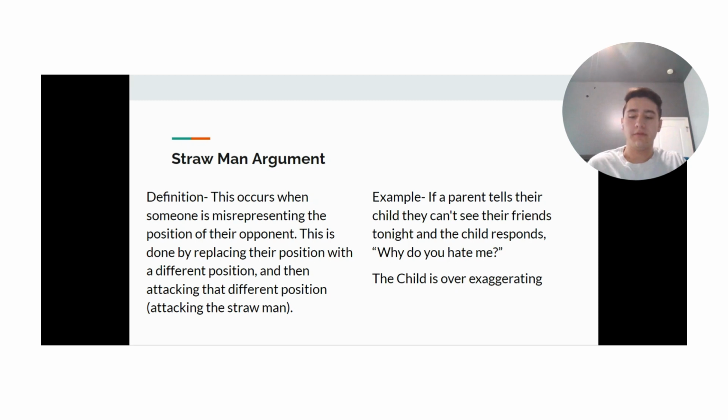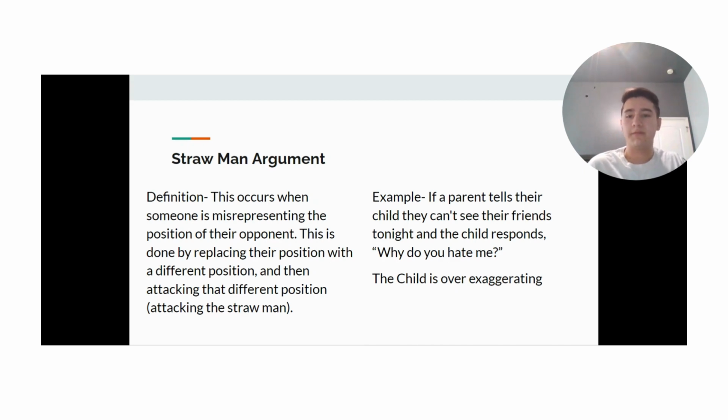I'm going to start off with the strawman argument, and the definition for this one is this occurs when someone is misrepresenting the position of their opponent, and this is done by replacing their position with a different position, and then attacking that different position, which is attacking the strawman. An example that I chose was if a parent tells the child they can't see their friends tonight, and the child responds, "Why do you hate me?" but the child is just overexaggerating.